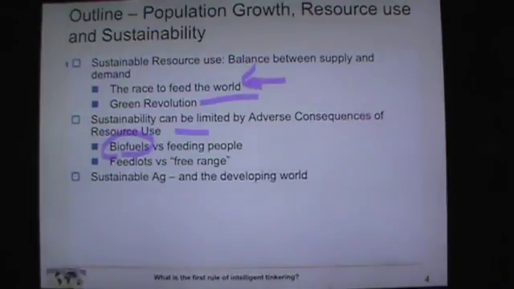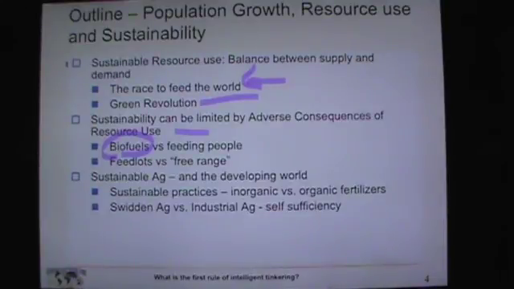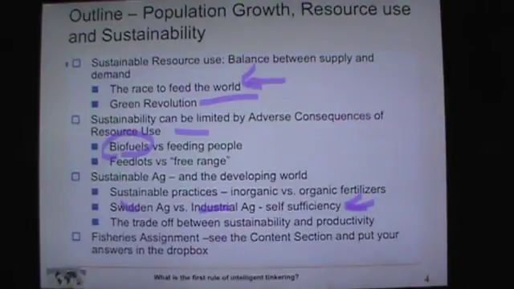Sustainable agriculture and the developing world. I'm going to talk about types of sustainable agriculture. Inorganic versus organic fertilizers. Swidden agriculture versus industrial ag, and agricultural self-sufficiency. The trade-off between sustainability and productivity. We've made that trade-off and we continue to do that. Can we change how we do it? And fisheries. There's a fisheries assignment that you may already be able to see if you've gotten far enough in the course. Content section, put the answers in the drop box. That should be available shortly if it's not available now.